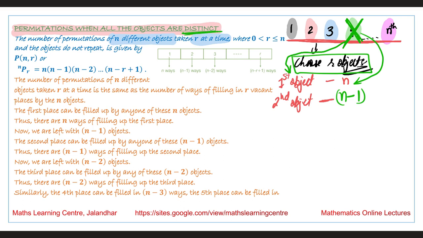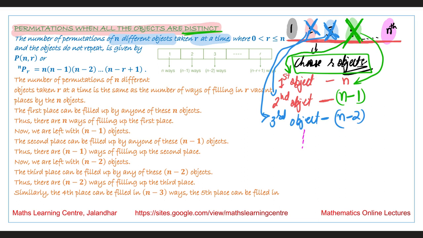Next, suppose we have chosen this 2 at the second place. Now for the third object we are choosing, how many objects are we left with from which we can choose? It is n minus 2 objects. Suppose we have chosen this 3 at the third place.